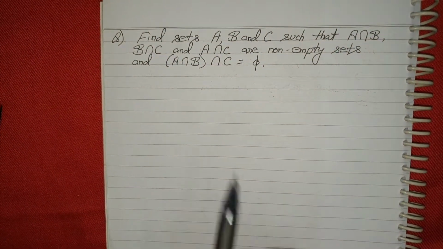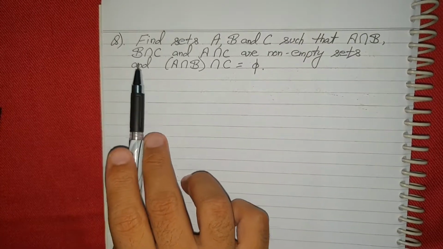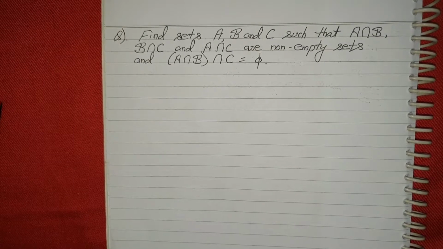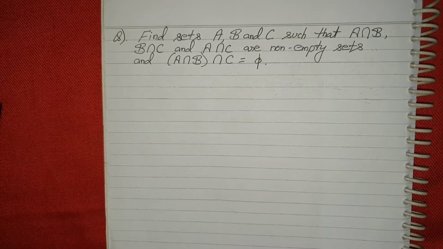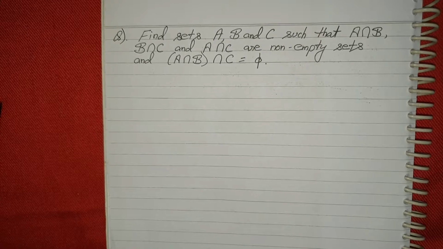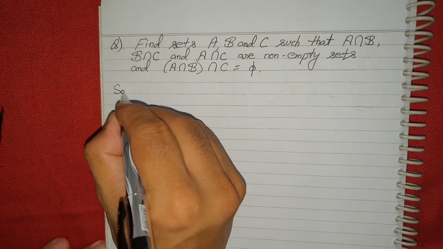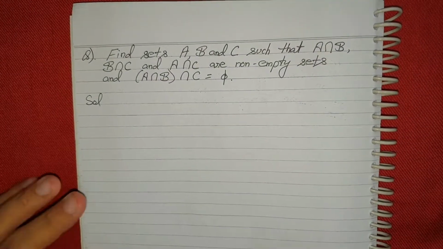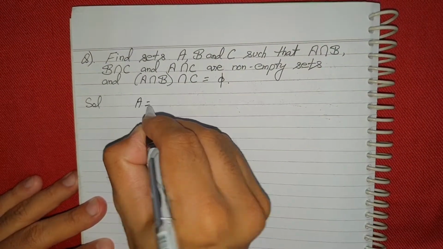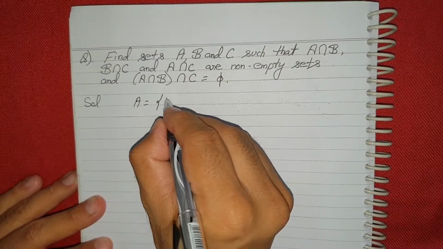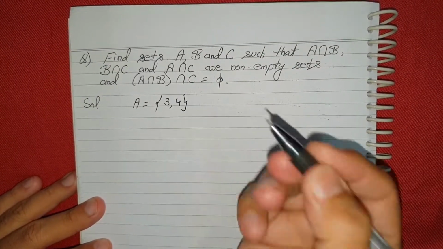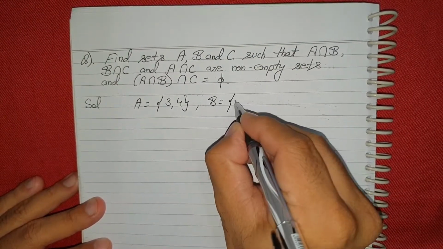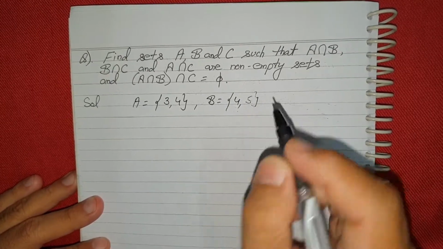So our next question is: find sets A, B, C such that A intersection B, B intersection C and A intersection C are non-empty sets, meaning they have something in common, and A intersection B intersection C is empty. Here also we will prove it by taking an example, but a very simple example. Like we can take A as 3, 4. Okay, let it be any element. B we have to take as 4, 5.